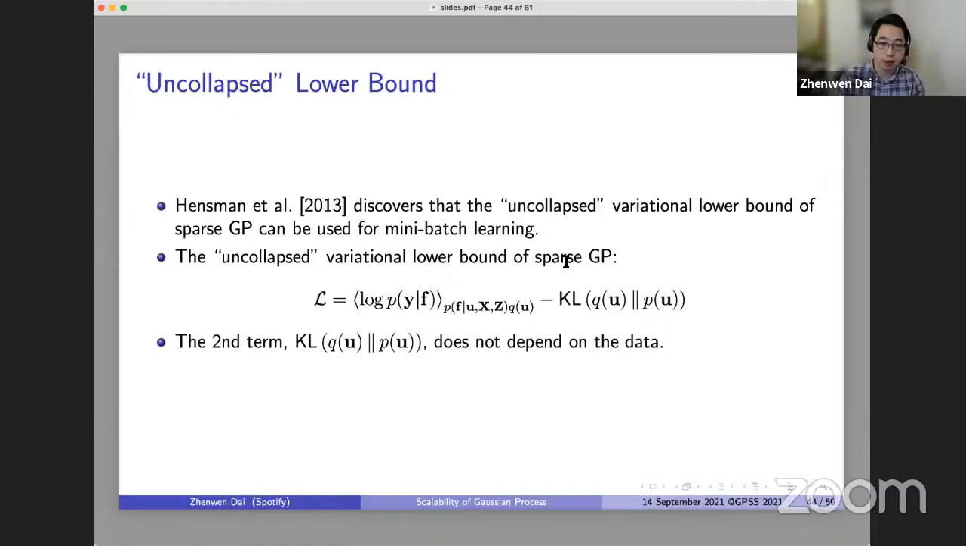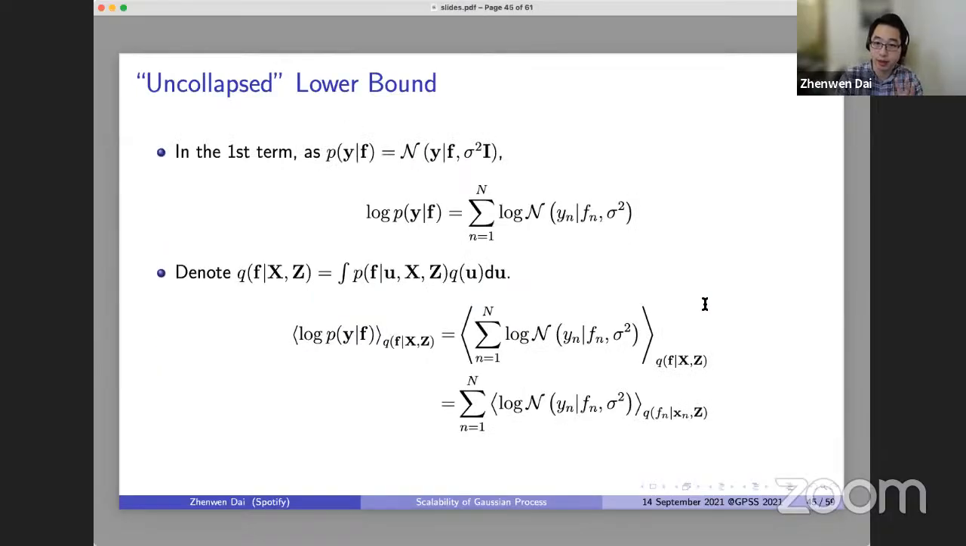But Hensman et al. 2013 discovered that if we take one step back, and do not find the optimal q(u) but leave the explicit formulation of q(u), which this time is a multivariate normal distribution, the lower bound looks like this formulation. This particular lower bound can actually be written as a sum over data points.